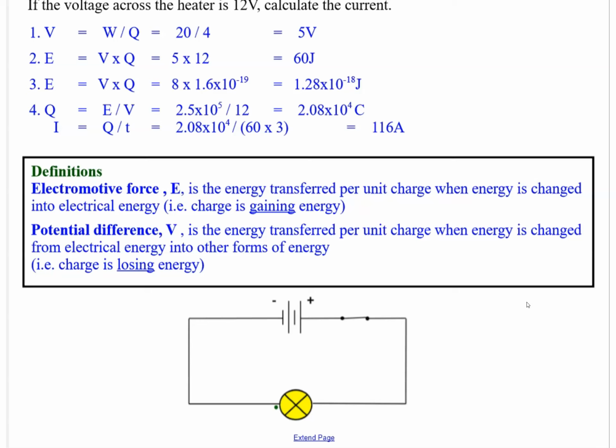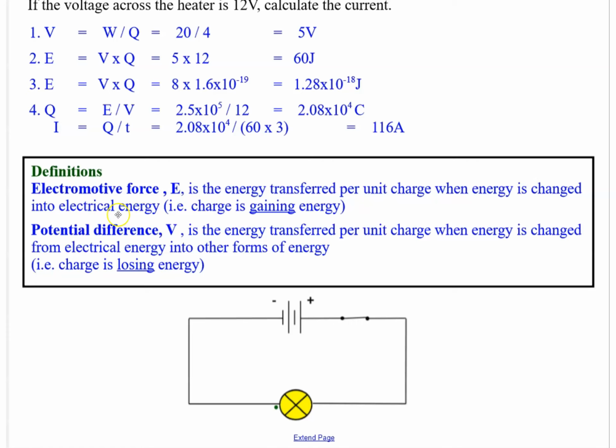Right, so we need to make a distinction between two important terms here. EMF, the electromotive force, given the symbol capital E, not to be confused with energy, and potential difference, also known as voltage, given the symbol capital V. They are both very, very similar. They're both basically voltage, measured in volts. The difference is to do with the energy. Is the energy being gained by the electron, or the energy being transferred or lost by the electron?